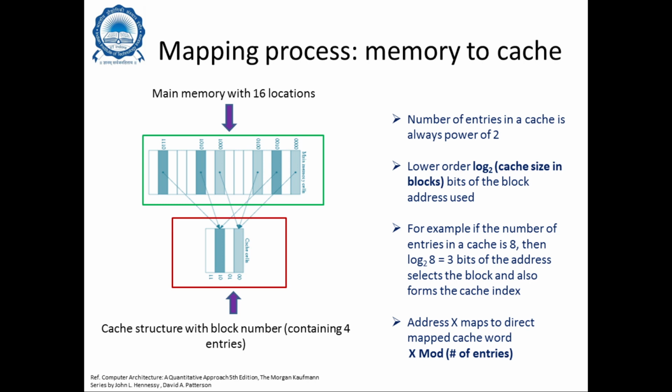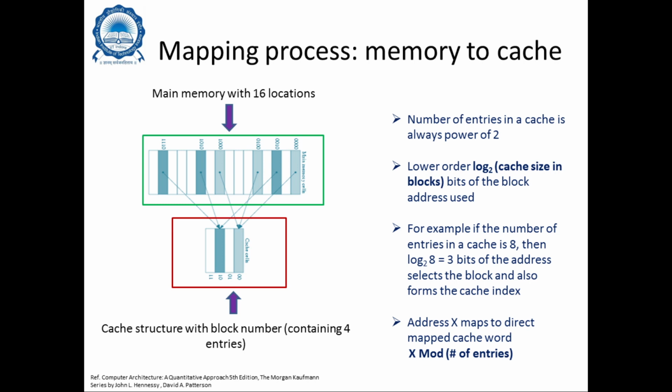Therefore the number of entries in a cache is always a power of 2, and the lower order bits of the cache address are used. The lower order log2 of cache size in blocks number of bits of the block address is used to map to the cache structure. For example, if the number of entries in the cache is 8, then log2 of 8 will be 3 bits of the address that selects the block and forms the cache index.